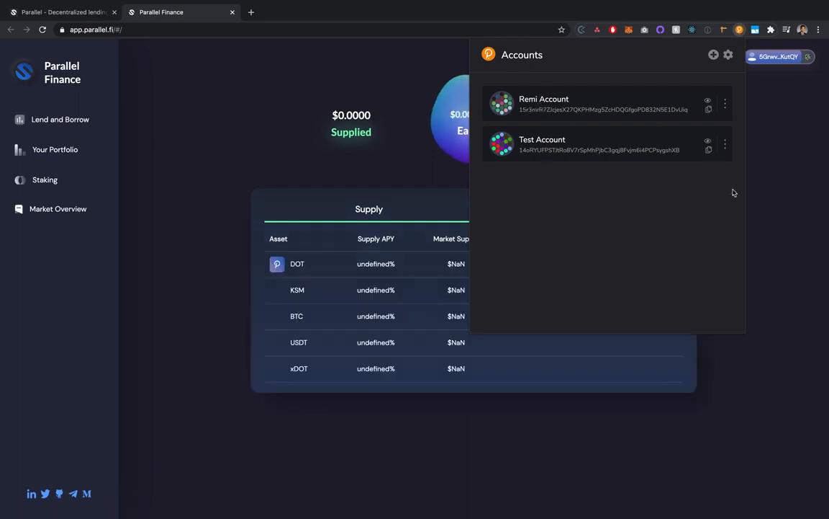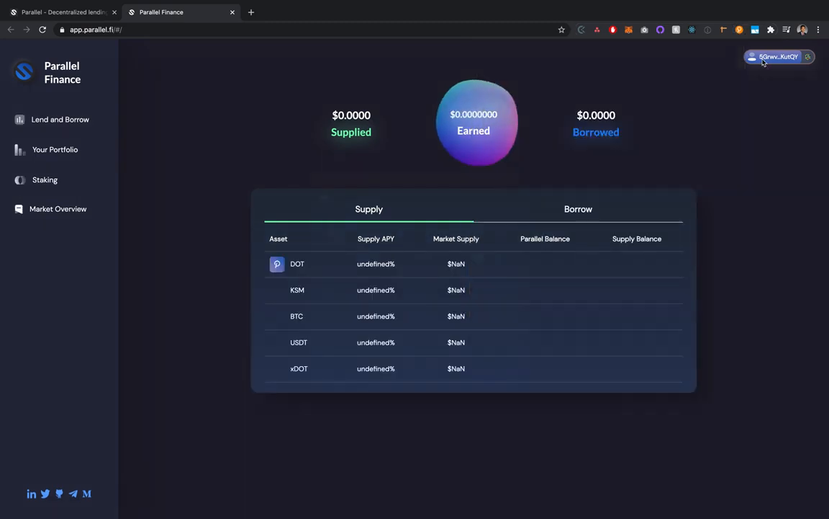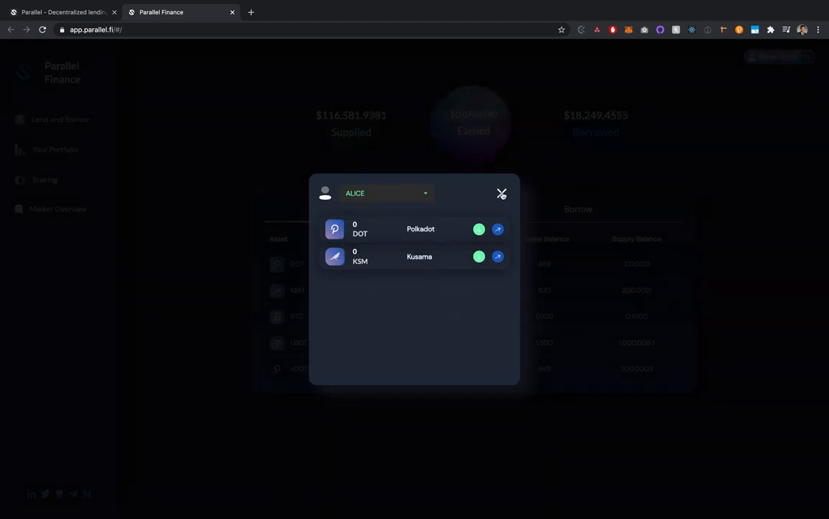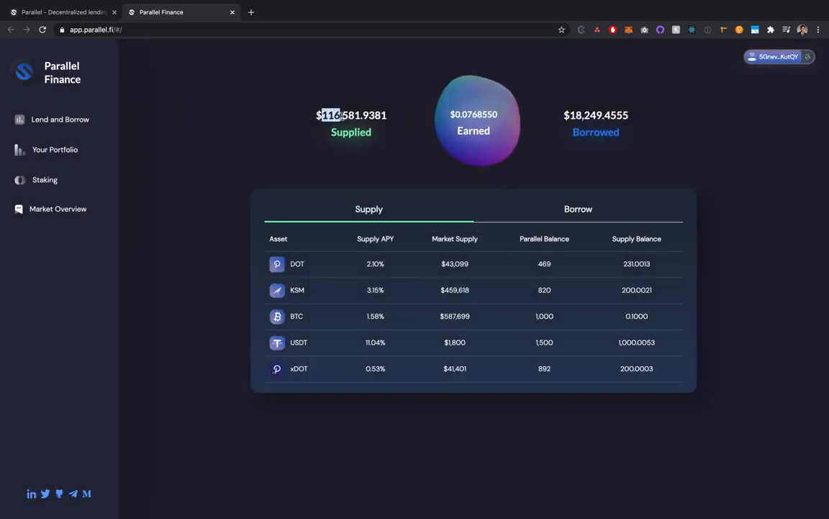So here I have two different accounts, and then we also have an internal wallet in which we can connect to the Polkadot.js extension. But for the sake of demo, we're just going to use the Alice account that has pre-funded tokens. So here we can see the total amount of tokens provided by Alice to the platform. This is the total amount already borrowed by Alice. And then this is the amount of interest earned by Alice through our lending protocol.